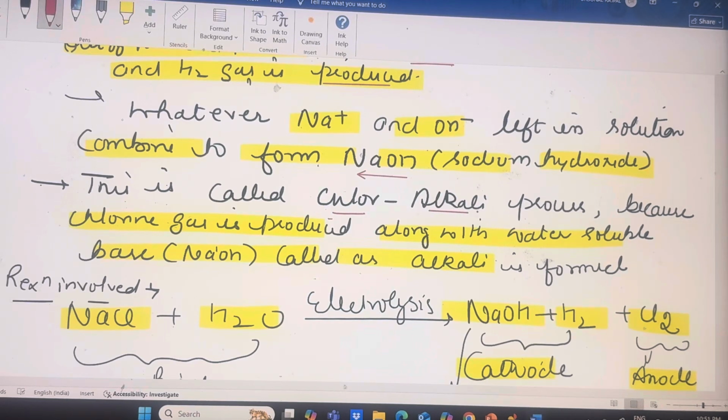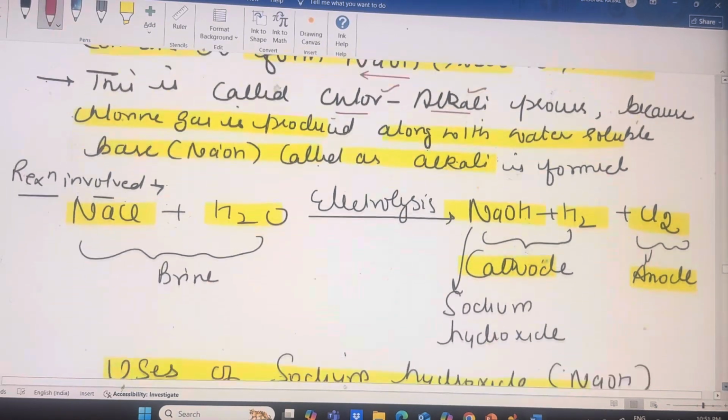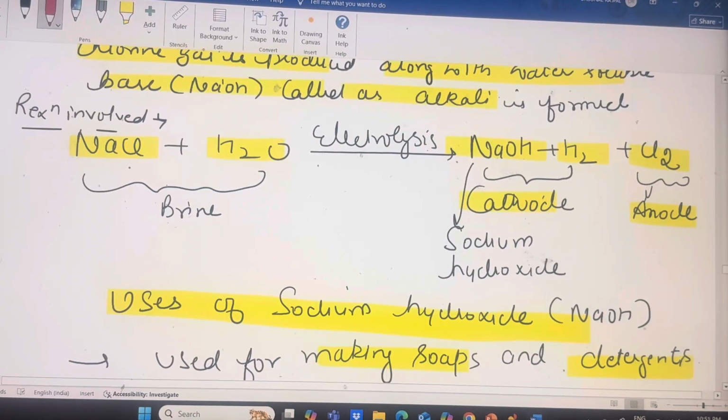Students, why is this process called chlor-alkali process? Because in this process chlorine gas is produced as well as a water soluble base, that is sodium hydroxide, is also produced. That's why it is called as the chlor-alkali process. And here is the reaction involved. This is NaCl, this is sodium chloride. When you put it in water, this aqueous solution of sodium chloride is called as brine.